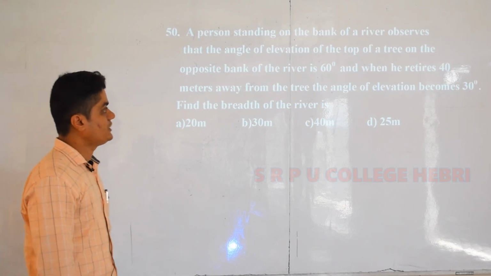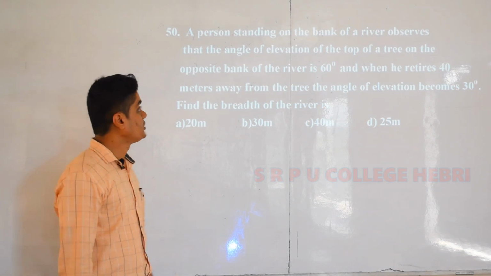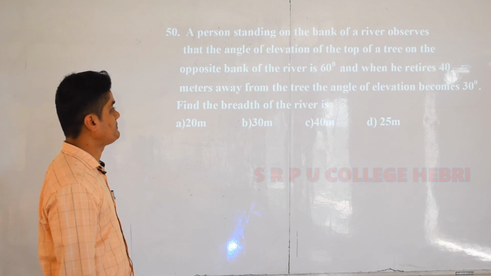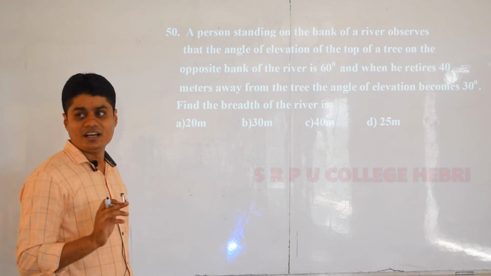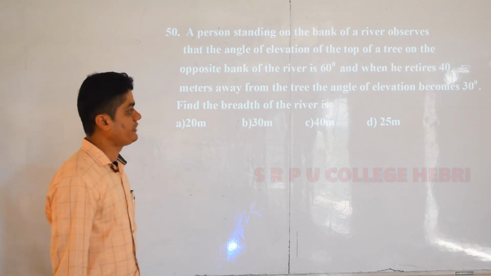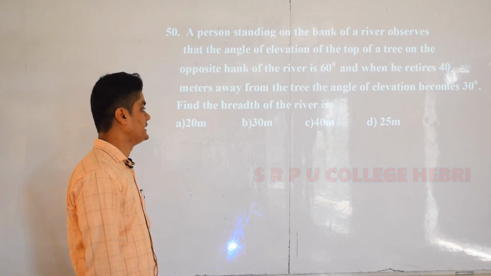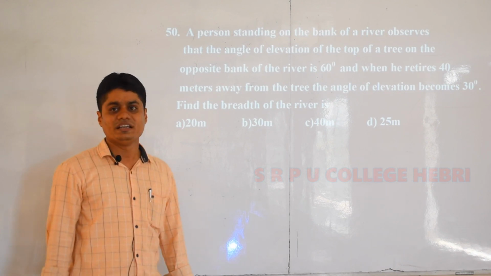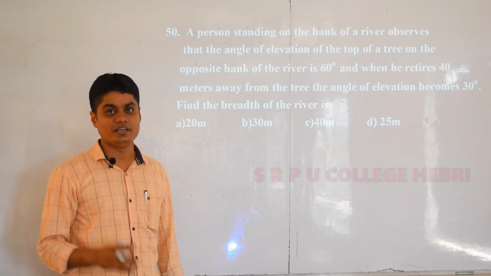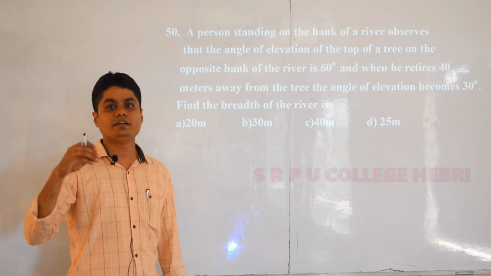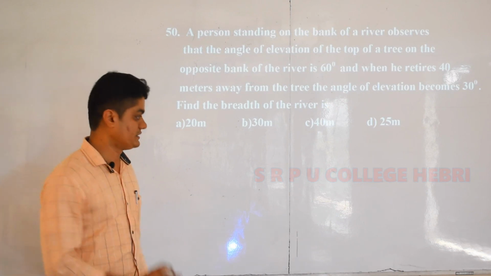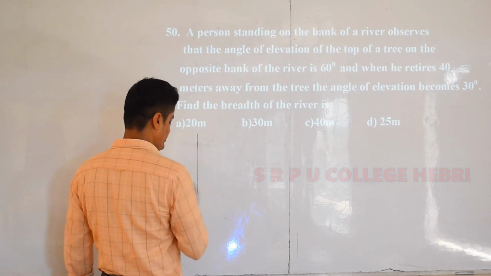A person standing on the bank of a river observes that the angle of elevation of the top of the tree on the opposite bank of the river is 60 degrees. And when he retires 40 meters away from the tree, the angle of elevation becomes 30 degrees. Find the breadth of the river. If you have solved the problem, tell me. This is 10th standard trigonometry. Maybe you remember I told you even 10th standard trigonometry is also part of the syllabus of the entrance exam. So it is a simple question, there is a tree.